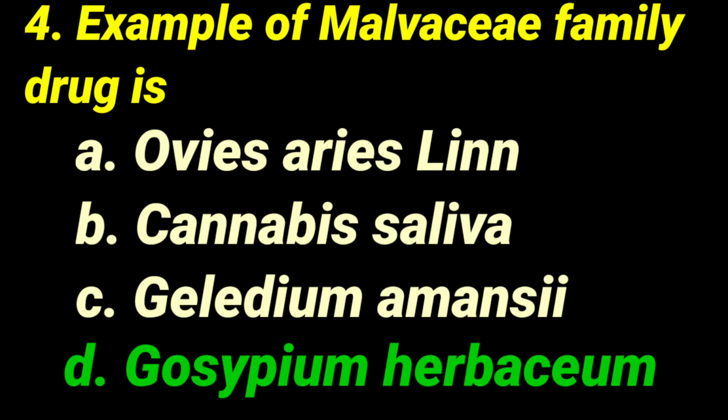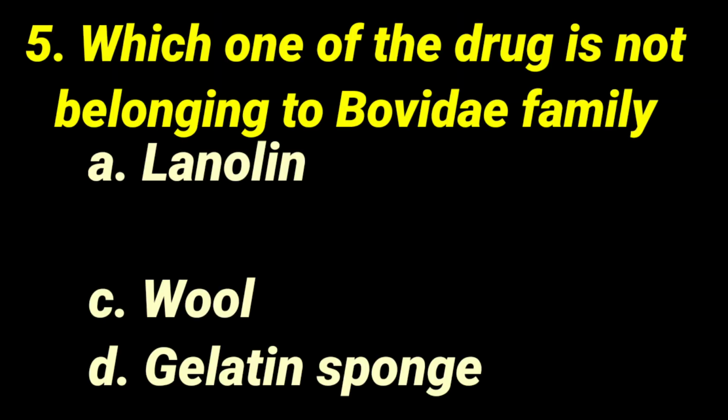Gelidium amansii indicates agar. Cannabis sativa indicates the plant fiber hemp. And Ovis aries indicates gelatin, as well as, in this question, the wool fiber. Our correct option is Gossypium herbaceum. Then question number 5: which one of the drugs does not belong to the Bovidae family?